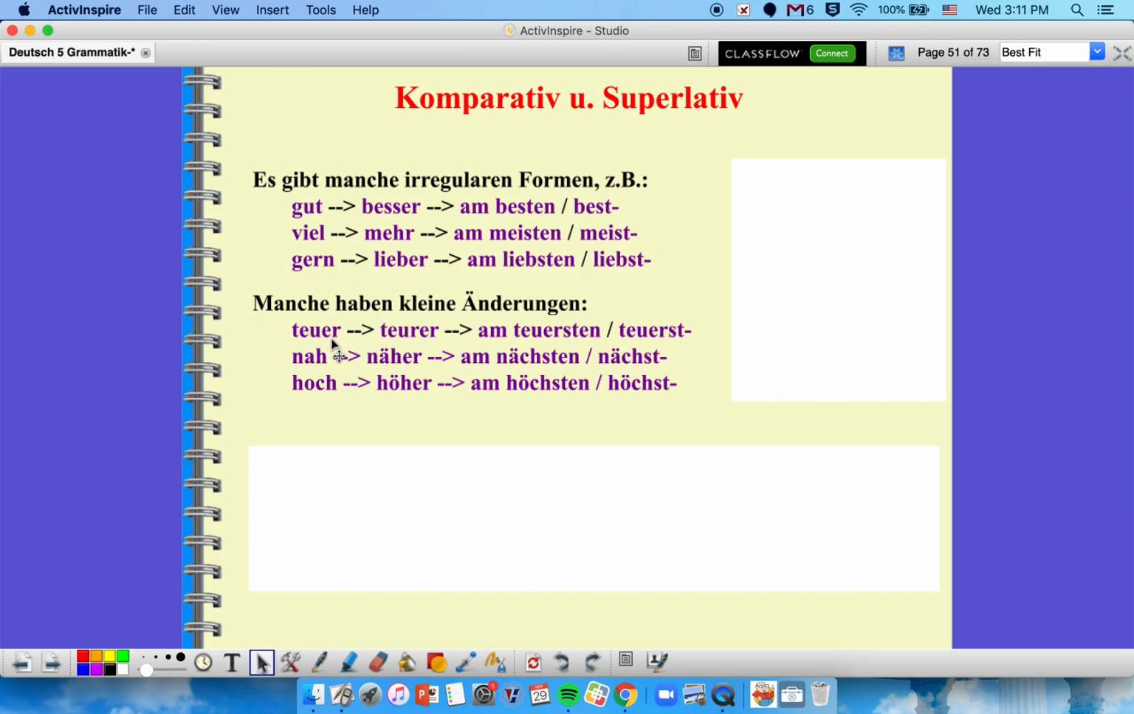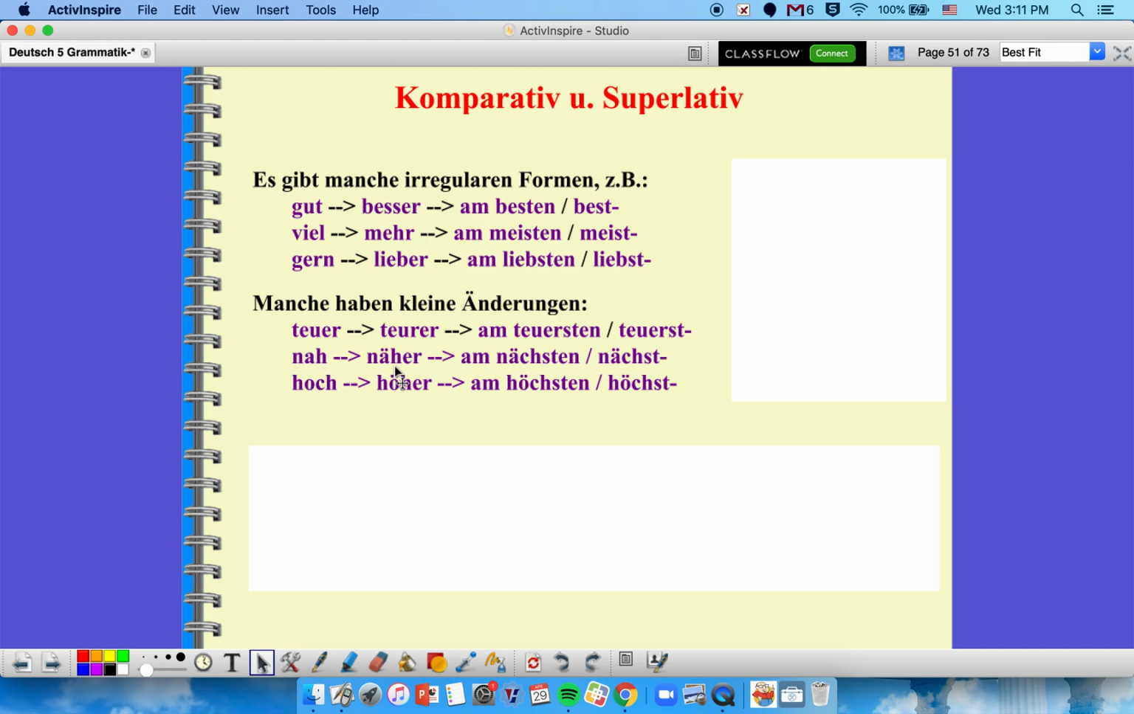And then sometimes there's just small changes in the spelling, and a lot of times that has to do with the way that you say it and making it easier to say or easier to distinguish from other words. So teuer for expensive becomes teurer for more expensive, because otherwise you'd end up with something like teuerer and it would just be really hard to say. And so then that goes to am teuersten or die teuersten or something like that.